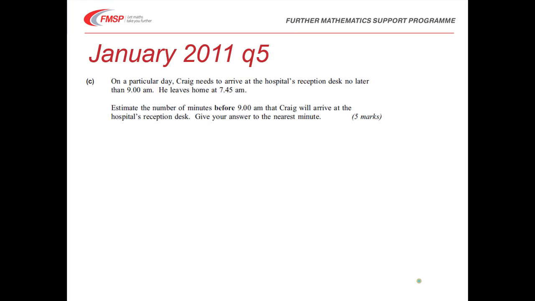So on part C, on a particular day, Craig needs to arrive at a hospital's reception desk no later than 9. He leaves home at 7:45. And we're asked to estimate the number of minutes before 9 AM that Craig will arrive at the hospital desk. So this is one where we need to use the model. The model again was y is equal to 30.0 plus 1.28x.